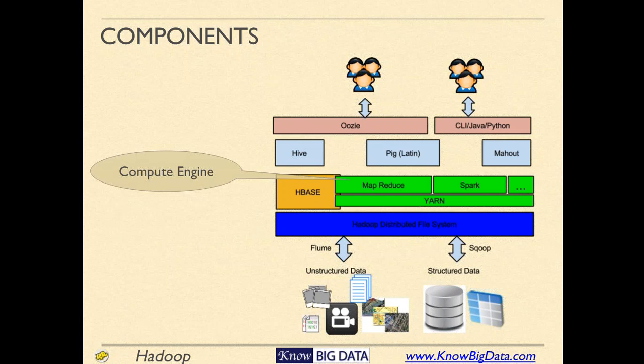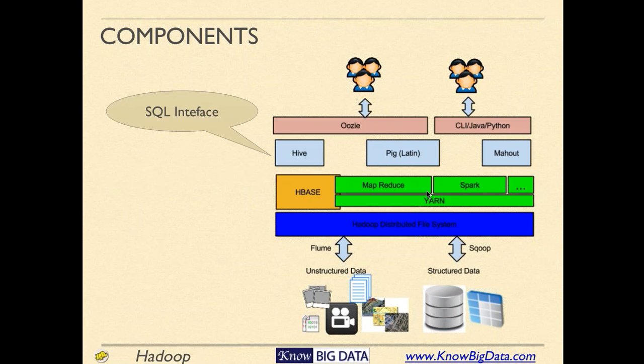Then we have many components which are part of the compute engine: Yarn, MapReduce, and Spark. Developers will use Spark and MapReduce directly. People from an analytics background will either use Hive, Pig, or Mahat. Hive is an SQL interface. It comes with a server as well. Whatever tables you have created, whatever queries you run via this server, are run on top of MapReduce. Then you have Pig.